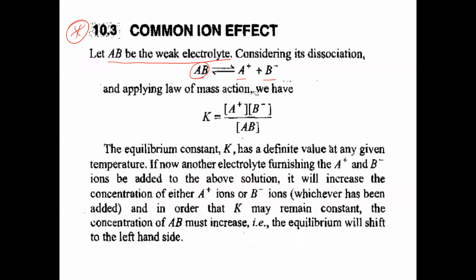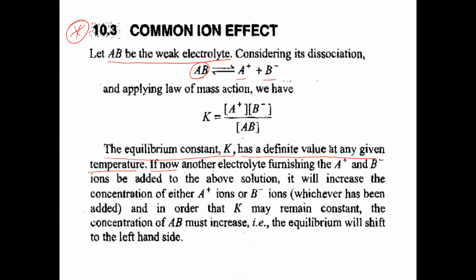Applying the law of mass action, we have K equal to the dissociation constant of the acid, or any weak electrolyte. If you take an acid, it will be Ka. If you take a base, it will be Kb. Otherwise, normally we take K for any weak electrolyte. So, K is equal to products concentrations by reactants concentration. The equilibrium constant K has a definite value at a given temperature. At any given temperature, the K value will be a particular value.